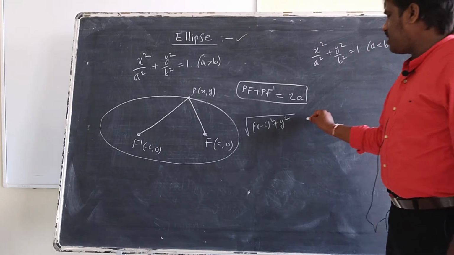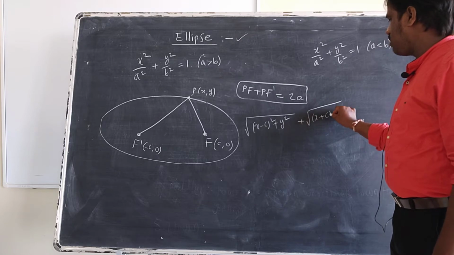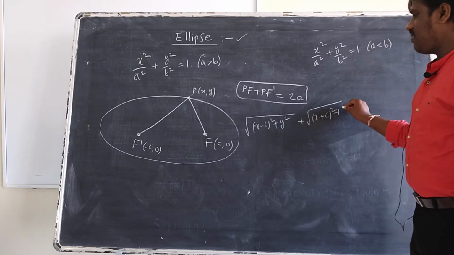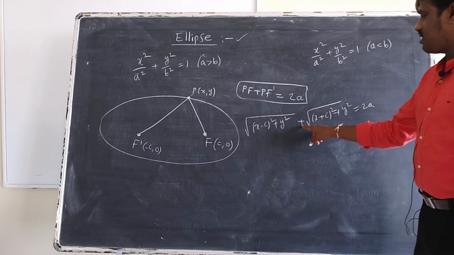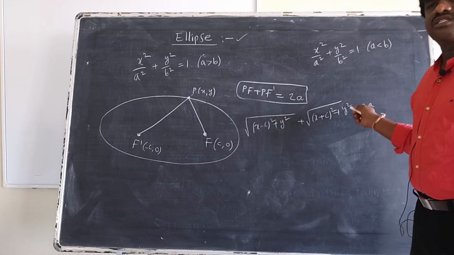This one plus PF dash under root of (x minus x plus c) whole square, because the minus is there, plus will become plus, and (y minus 0) whole square, and that is equal to 2a. And just on this side, do the squaring on both sides. Again, you do the squaring on both sides.